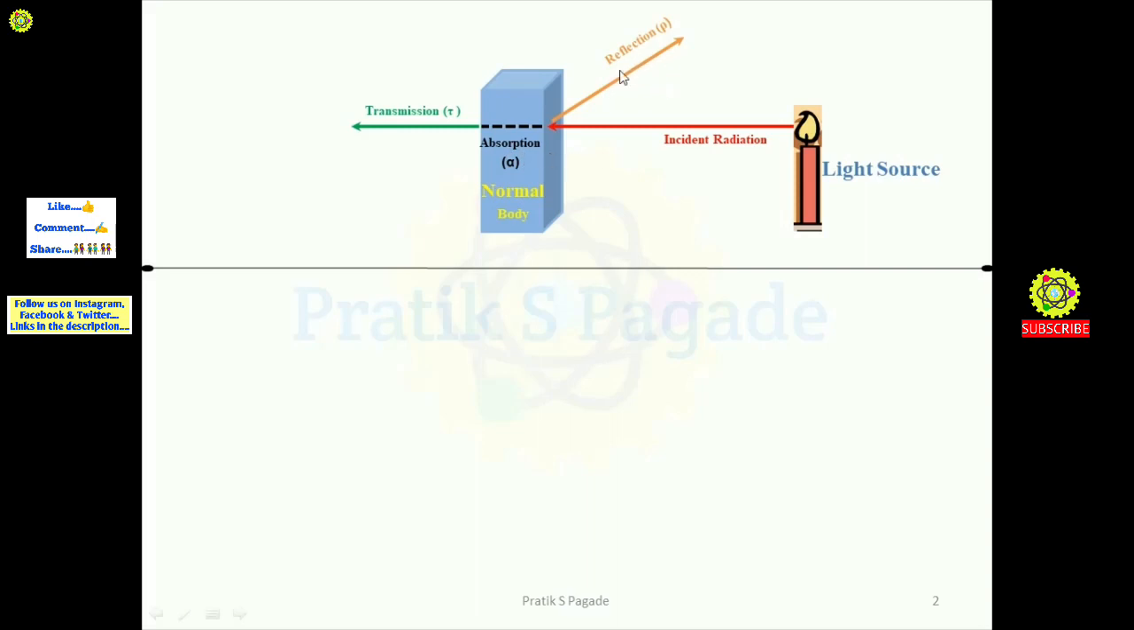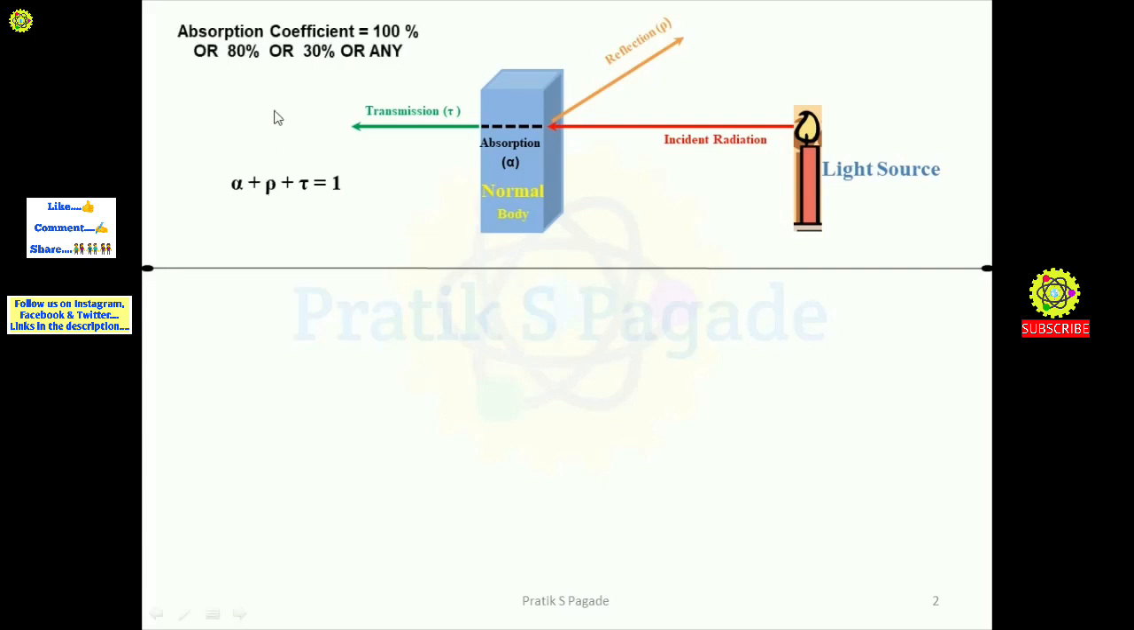See here, reflection is denoted by rho, that is reflectivity, transmission, that is transmittivity, is denoted by tau, and absorptivity is denoted by alpha. This is the case of the normal body. This gives us the equation: absorptivity plus reflectivity plus transmittivity is equal to 1, that is alpha plus rho plus tau is equal to 1. This is the equation for a normal body on which radiation is incident.